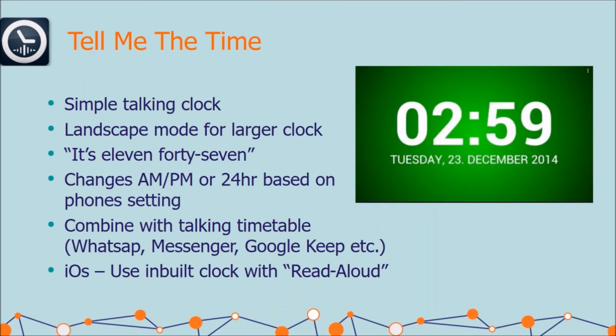With iOS, I had a look into this and there wasn't really a clear alternative, but what I did manage to do was use the inbuilt clock with read aloud. So that's an inbuilt accessibility feature in iOS, and I have it set up so that when I drag with my two fingers from the top of the screen down, then it reads out what's on the screen. So with that, as long as I'm in the clock, then it will read out the clock. It isn't quite as clear as this one though. So on Android, I find this one a better app.